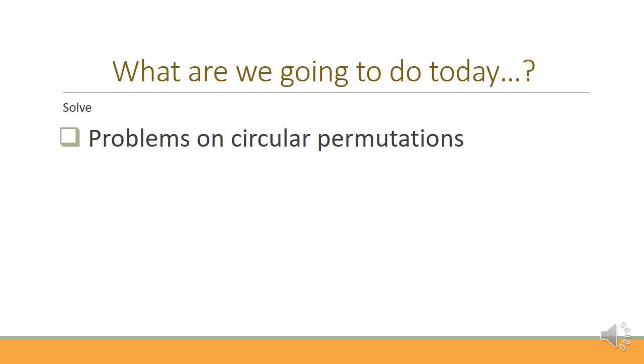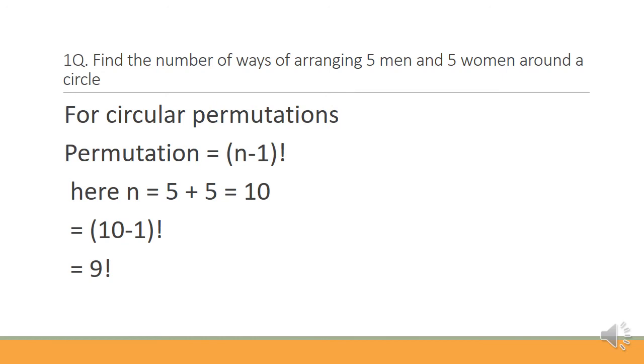So what are we going to do today? We are going to solve problems on circular permutations. Here is the first question. Find the number of ways of arranging 5 men and 5 women around a circle.